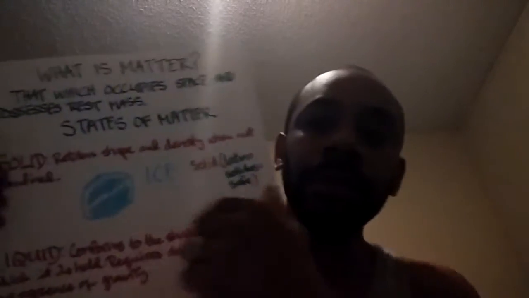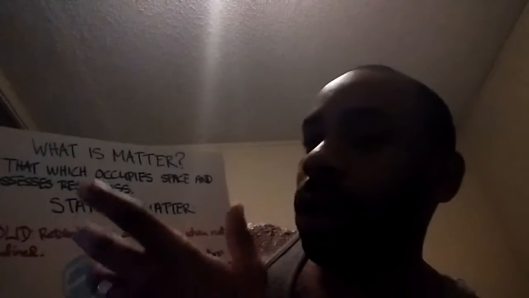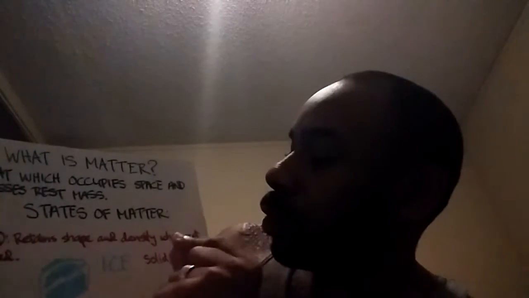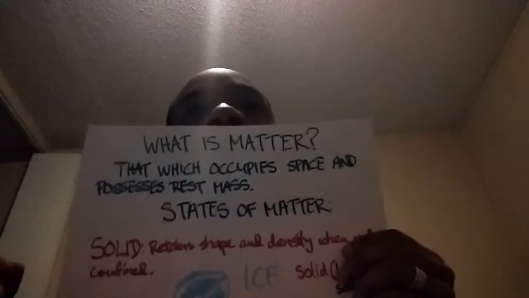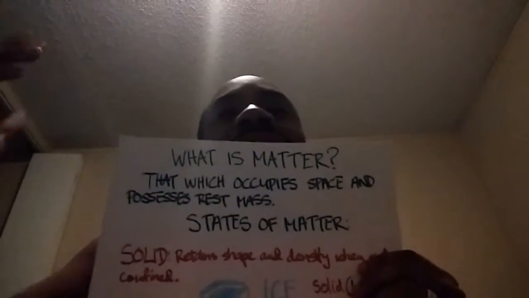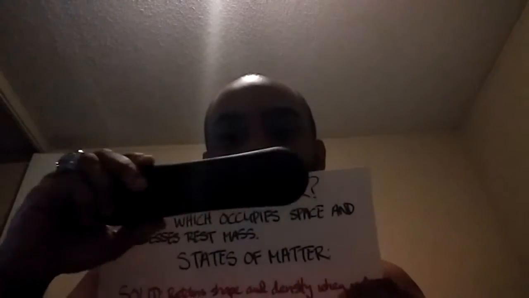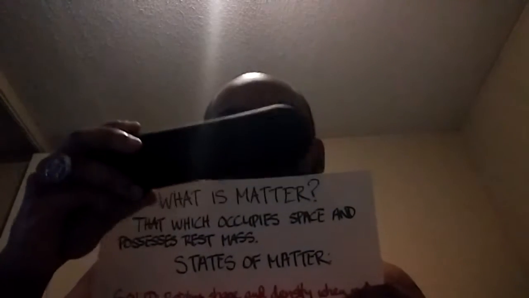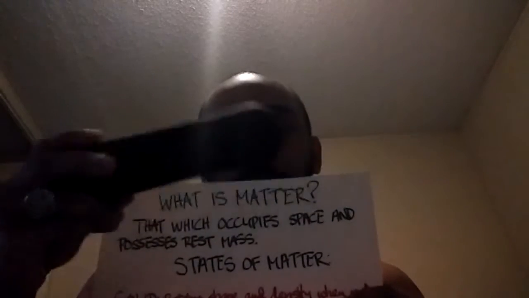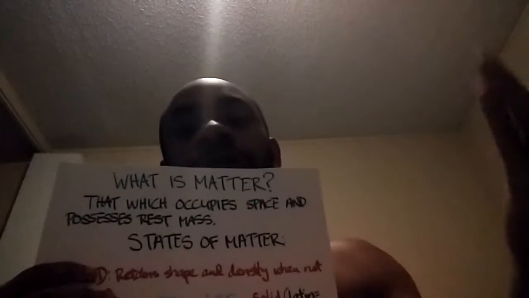Now, a solid, the first state, retains a shape and density when not confined. All this simply means is the object will keep its shape and form and density without any outside help. For example, like a remote control. This is a solid. It has a shape, it has a density, but there's nothing outside of it keeping it in a certain form.